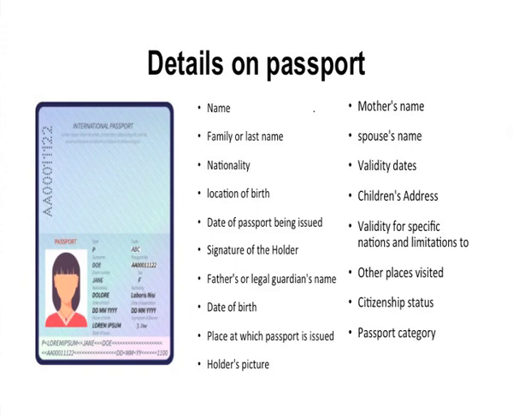Though it may differ from nation to nation, there are certain details required on it: family or last name, nationality, location of birth, date of passport being issued, signature of the holder, father or legal guardian's name, date of birth, place at which passport is issued, holder's picture, mother's name, spouse's name, validity date, children's address, validity for specific nations and limitation to other places visited, citizenship status, and passport category.